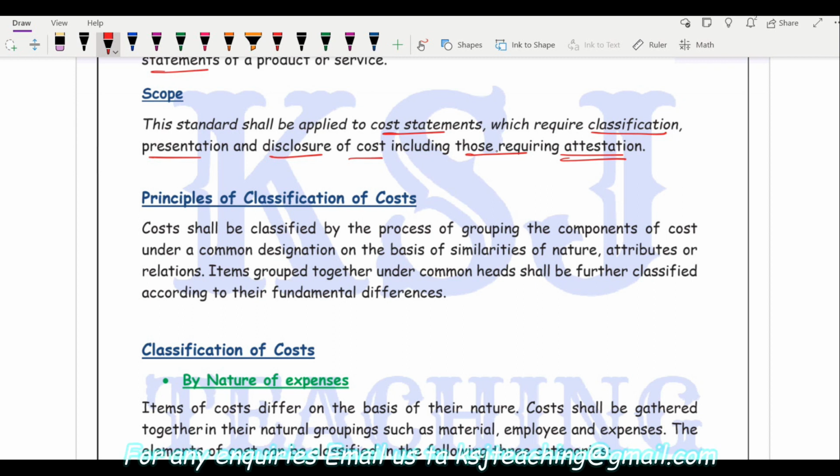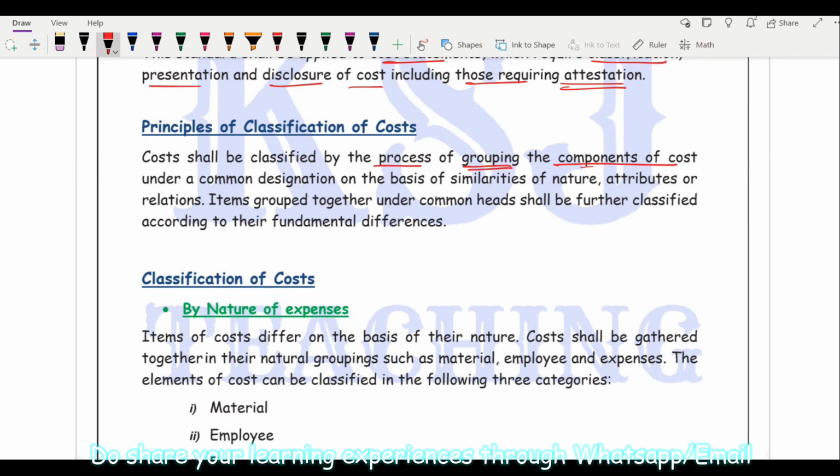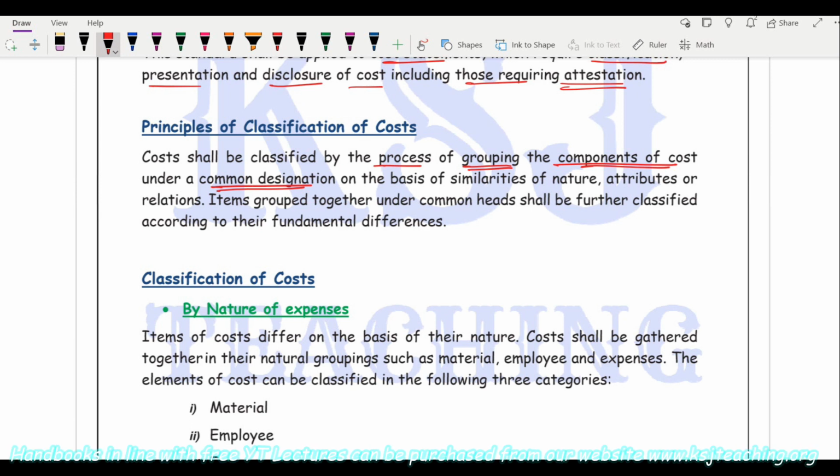Right? So principles of classification, the cost shall be classified by the process of grouping the components of cost under a common designation. For example, we say that all the indirect costs should be classified as overheads. Isn't it? All the costs which are related to the selling and distribution expenses, that should be classified as selling and distribution overheads. Right? So this is how it should be classified that the common components of the cost, they should be grouped and put under one head on the basis of similarities of the nature, attributes or relations.